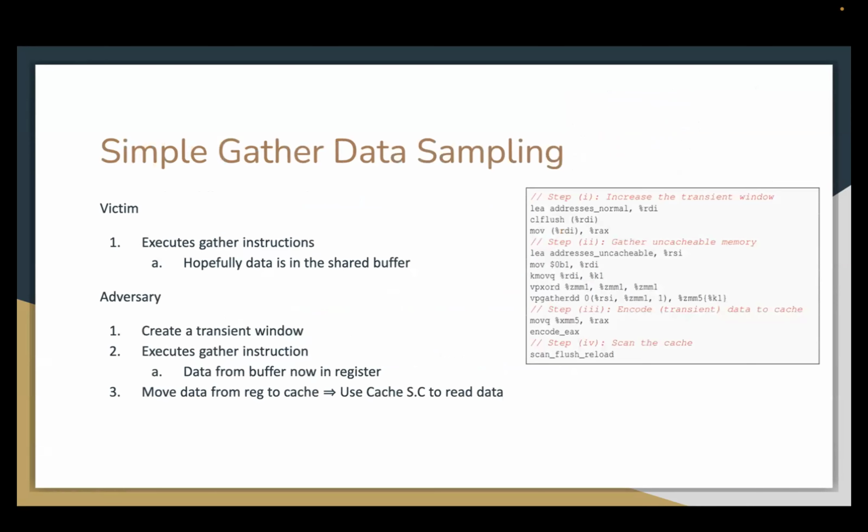A simple example of what they gave was the gather data sampling attack. Your victim will execute a gather instruction, and when the victim executes that instruction, you hope that the victim's data is inside a shared buffer. Then your adversary can create a transient window and execute the other gather instruction, and hopefully you get the data that's within the buffer into your own register. Then you try to move that data from the register to the cache using a simple move or a simple load operation, and then you can use a cache side channel to read that data.